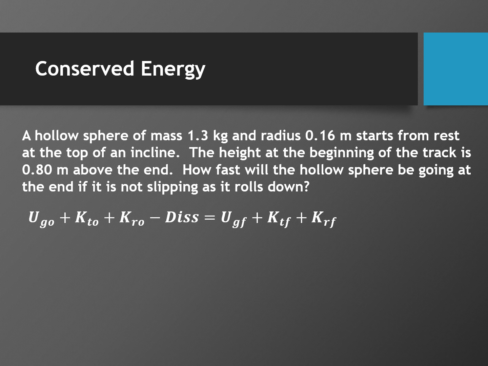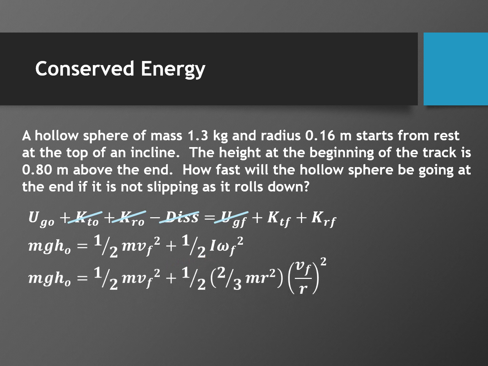But we have an initial gravitational potential energy, but we don't have any kinetic energy initially because it's not rolling. We don't have any dissipated energy because we're not sliding. We don't have any final gravitational potential energy, but we do have kinetic energy at the end, rotational and translational. All right, so our equation: mass times gravity times the initial height is going to be equal to 1/2 times mass times final velocity squared plus 1/2 times moment of inertia times the final angular velocity squared.